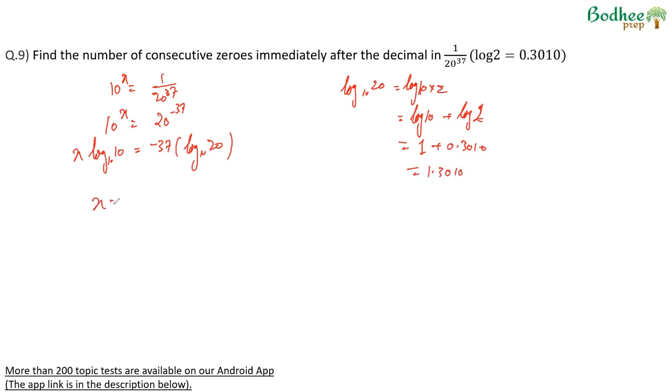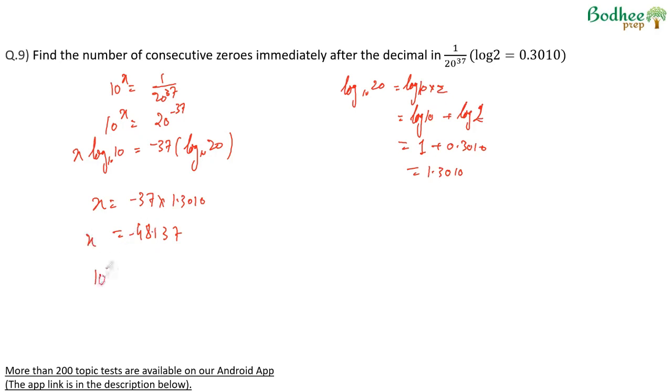So this becomes x is equal to minus 37 into 1.3010. If we multiply this, 13 into 37 will be 370 plus 90, 111, 48137. This will be 48137 negative. 3 digits to 48.137.